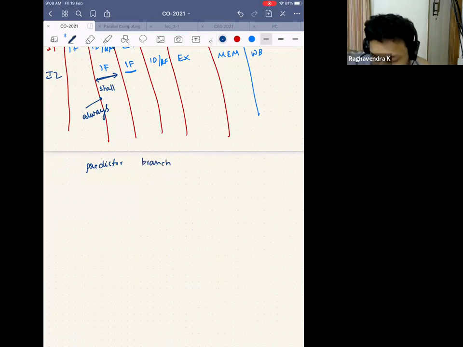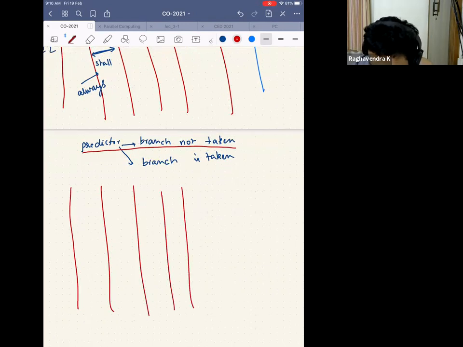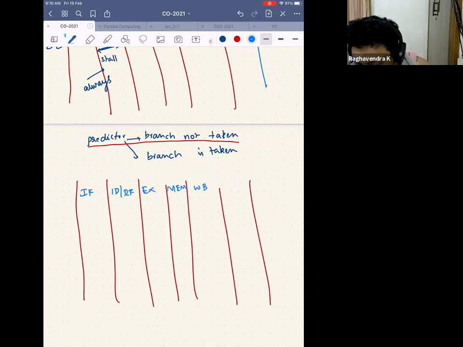So of course I can build two types of predictors now. I can say branch is not taken. So this is one kind of predictor. The other predictor is branch is taken. So first we'll see what happens when the branch is not taken. If I predict branch is not taken, I do the same thing again, and then I do an instruction fetch here.